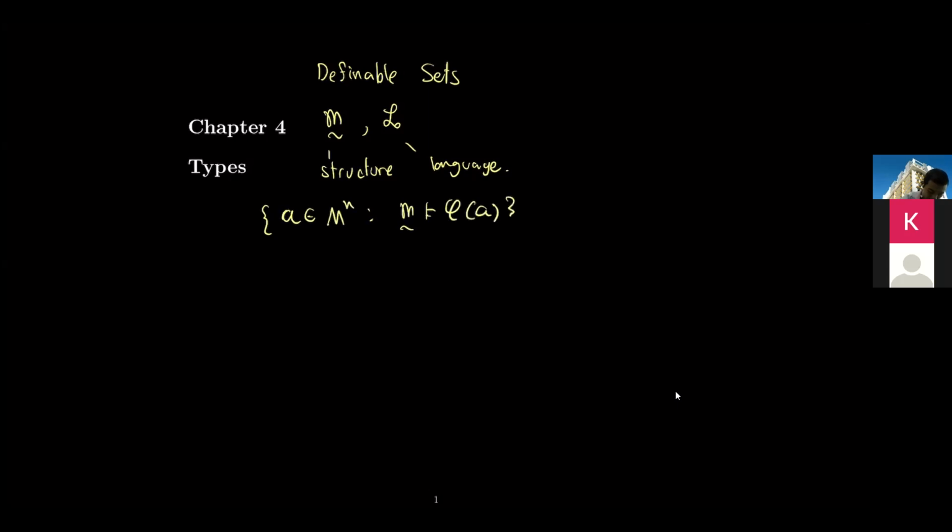Okay. So let's look at the next part. For today, we're going to talk about types. Last time we already talked about definable sets. We have a structure and we have a language. A definable set is a set of the form: the set of a in M to the n such that M satisfies phi of a. So we can describe sets using formulas from our language. That's usually what we do when we're trying to give a definition of a set.